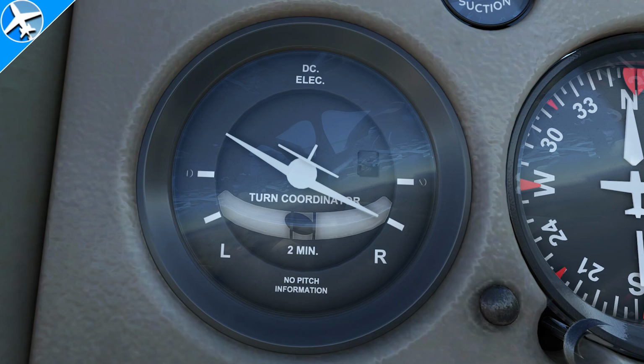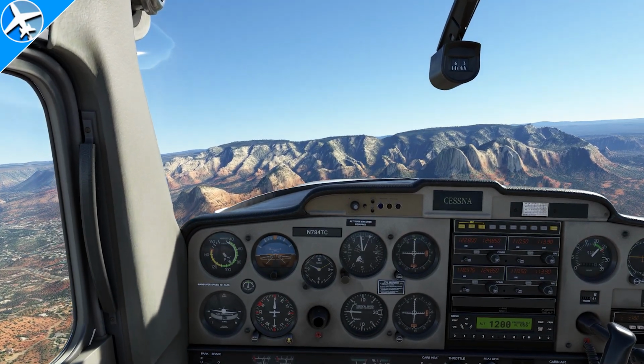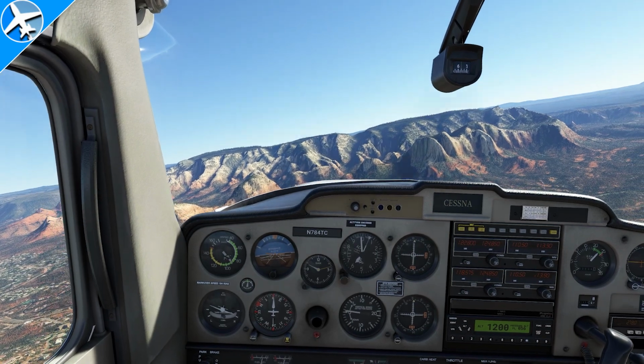A turn coordinator like this one tells a pilot how to make a standard rate turn, but what exactly is a standard rate turn? A standard rate turn is just a heading change of 3 degrees per second, and one way that is accomplished is with the use of a turn coordinator.